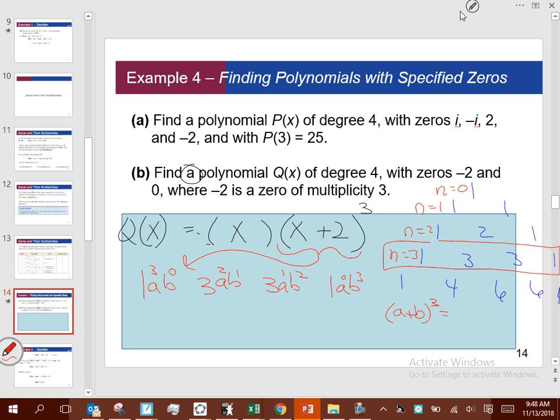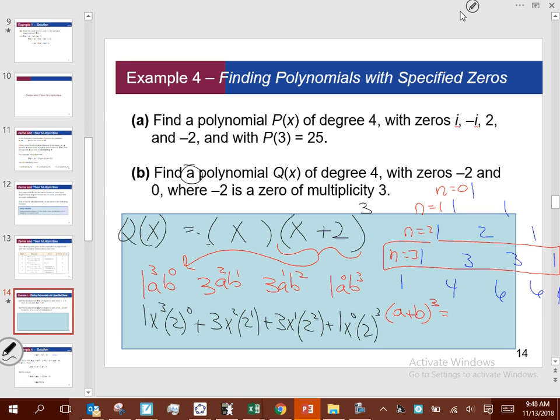If I'm doing (x + 2), what's a? x. What's b? 2. So I'm going to go 1, x cubed to the 0, plus 3, x squared to the first, plus 3, x to the first, 2 squared, plus 1, x to the 0, 2 cubed.